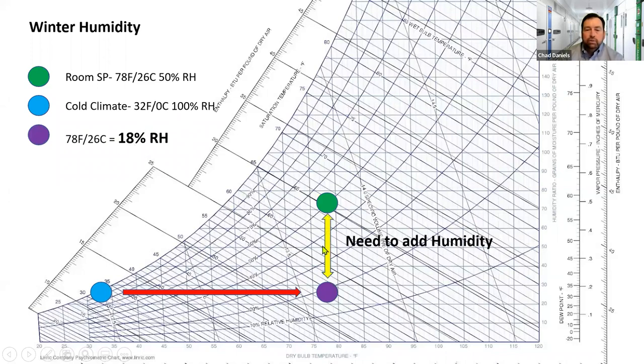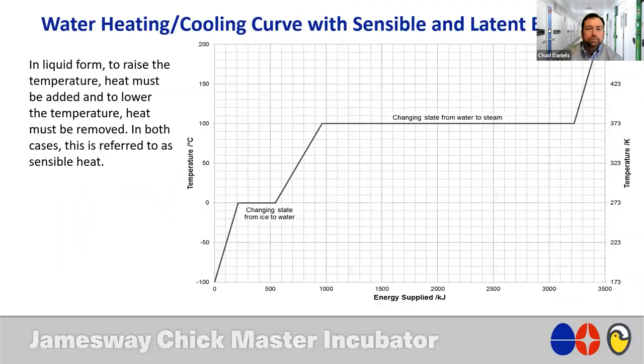So that's why we have the need to add humidity, simply because even though it's extremely humid outside, because it's cold, as we heat that up, we're going to end up at 18% relative humidity. So it's oftentimes misunderstood when we consider winter conditions. It may be very humid outside, but then we have to add so much humidity into the hatchery. So I hope that kind of clarifies how we look at a psychrometric chart a little bit and use it to help calculate moisture adding requirements or moisture removal.